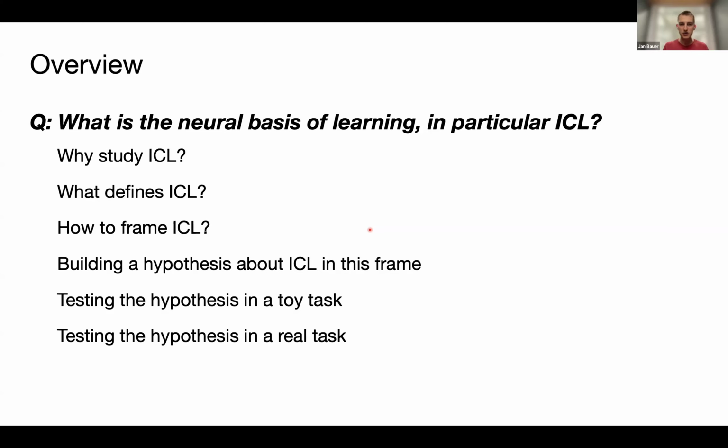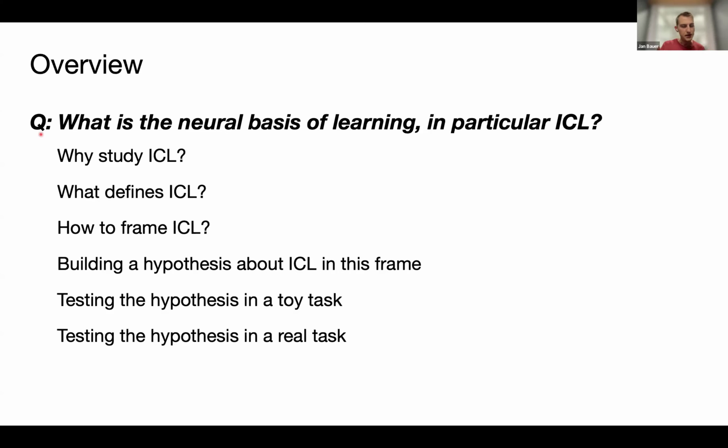I went into the fellowship with this question, which is written here, namely, what is the neural basis of learning? This is a very broad question, but in particular, in-context learning was a phenomenon that I had encountered, let's say, anecdotally at some points throughout my PhD. I was curious to see whether one can make some more progress there.